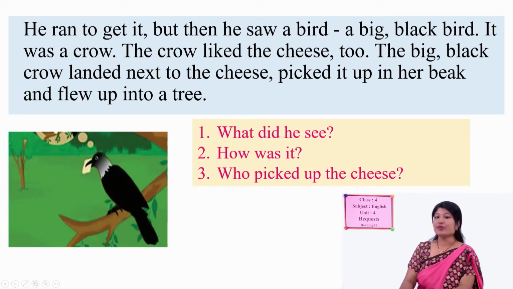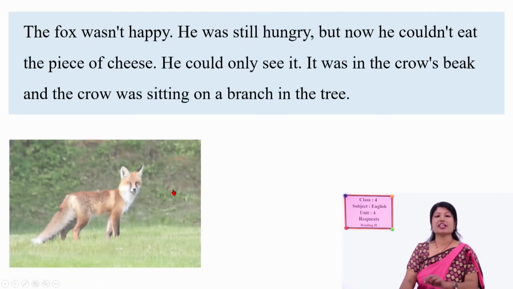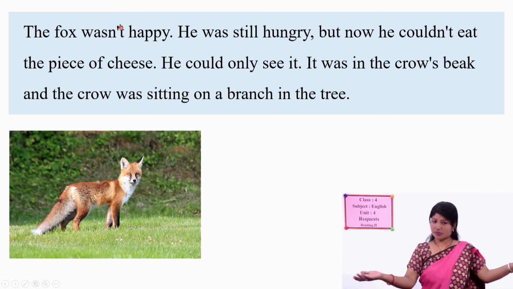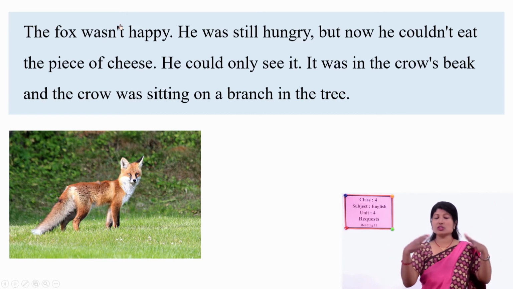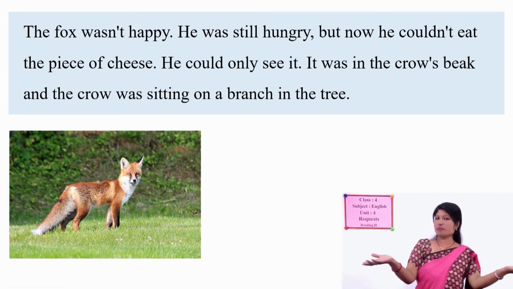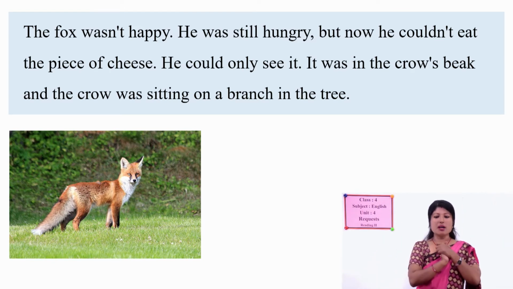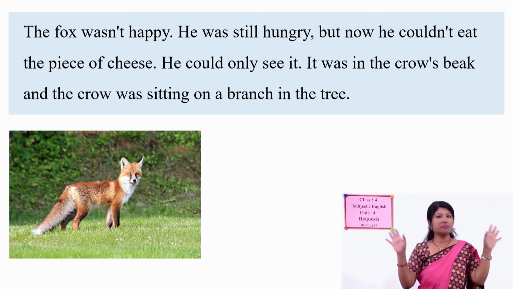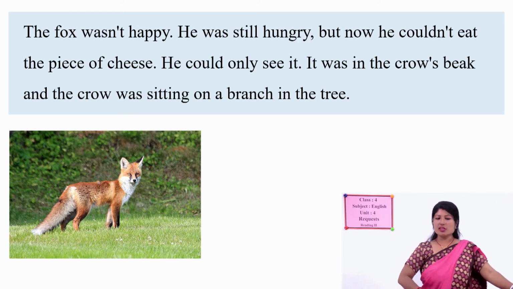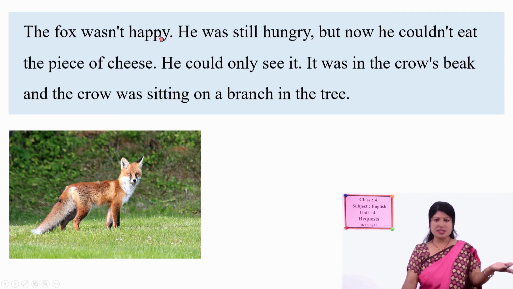Moving to the next paragraph. Here it goes. The fox wasn't happy. How could the fox be happy, right? The fox was very hungry and wanted to eat the cheese, but it was picked up by a big black bird, that was the crow, right? The crow took away the cheese. That's why the fox wasn't happy. Sad. It means it was sad.